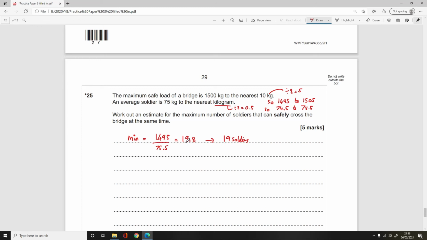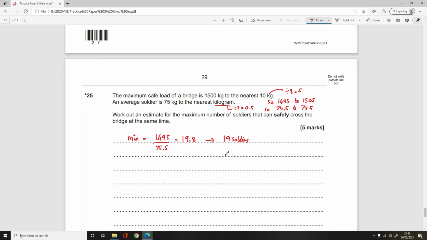So what we're trying to say here is if the bridge was like the worst it could possibly be, if it was like the least safe bridge, the 1495 kilo bridge, and the soldiers were as heavy as possible, were 75.5, how many could you still safely get on that bridge? So if you'd chosen 1495 and 75.5 and got 19.8, that would be your fourth mark. But obviously in many militaries it's not legal to march 0.8 of a soldier across a bridge, so you'd have to round down to 19 soldiers. We couldn't round it up to 20 because then it wouldn't be safe. So fifth mark for the rounding down.